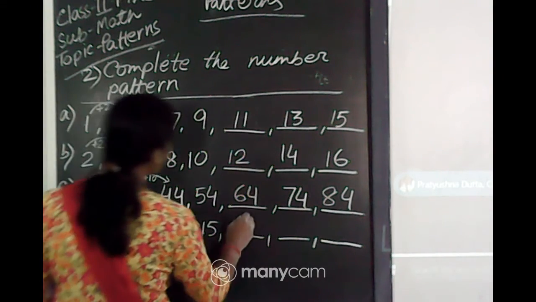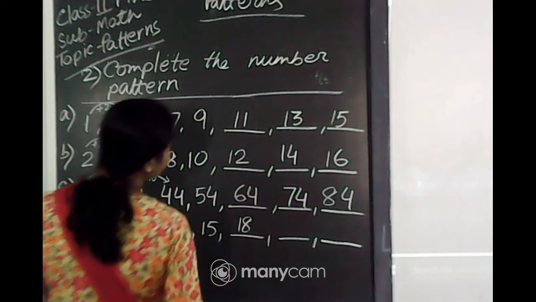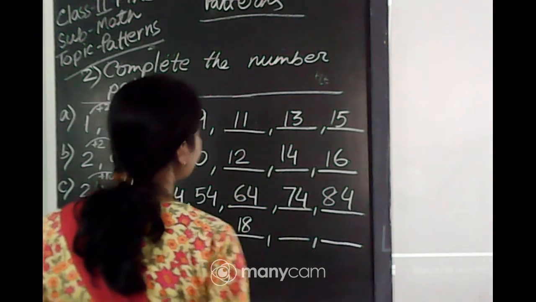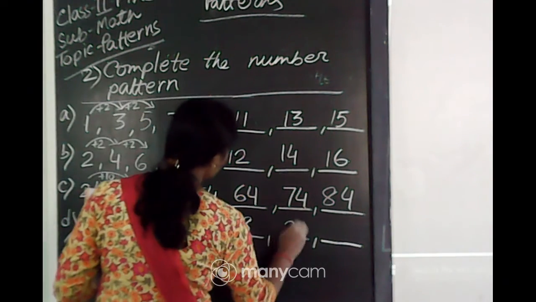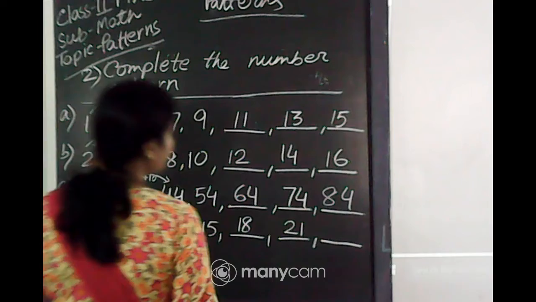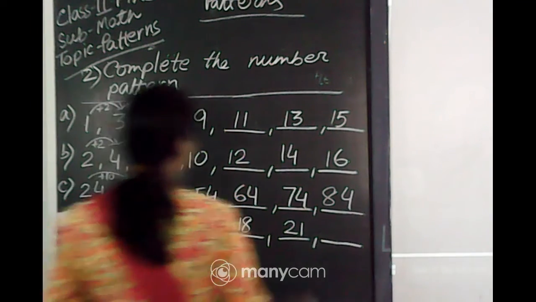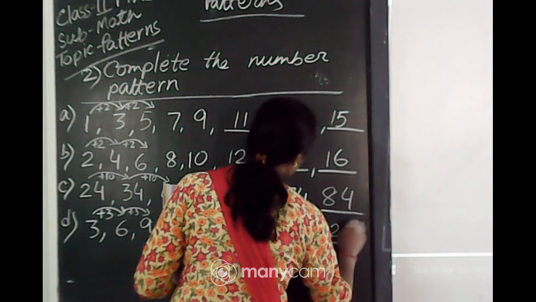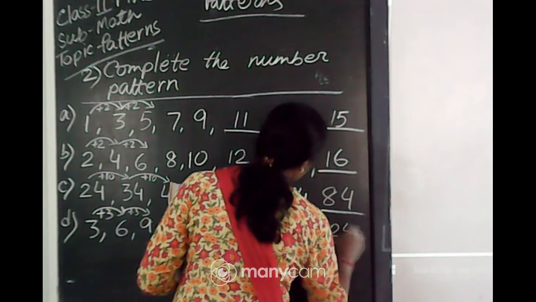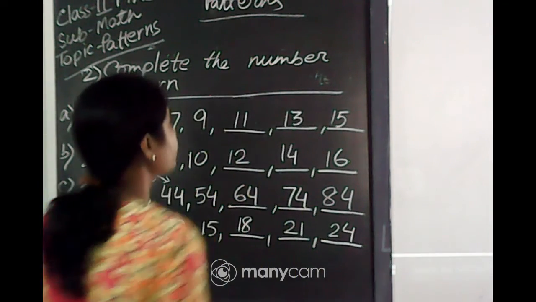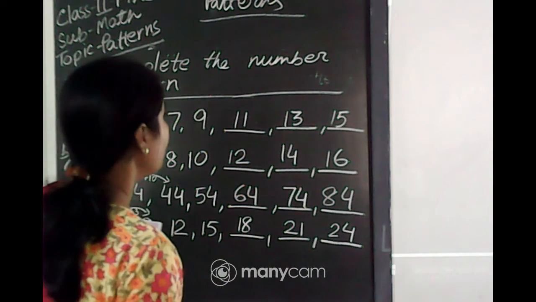15 plus 3, 18. 18 plus 3, 21. 21 plus 3, 24. Okay.